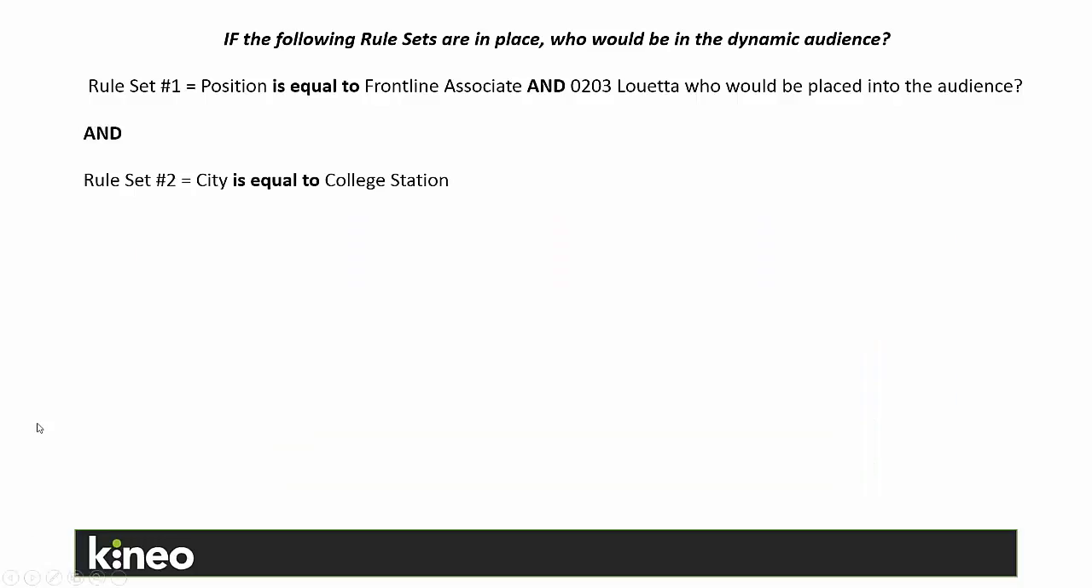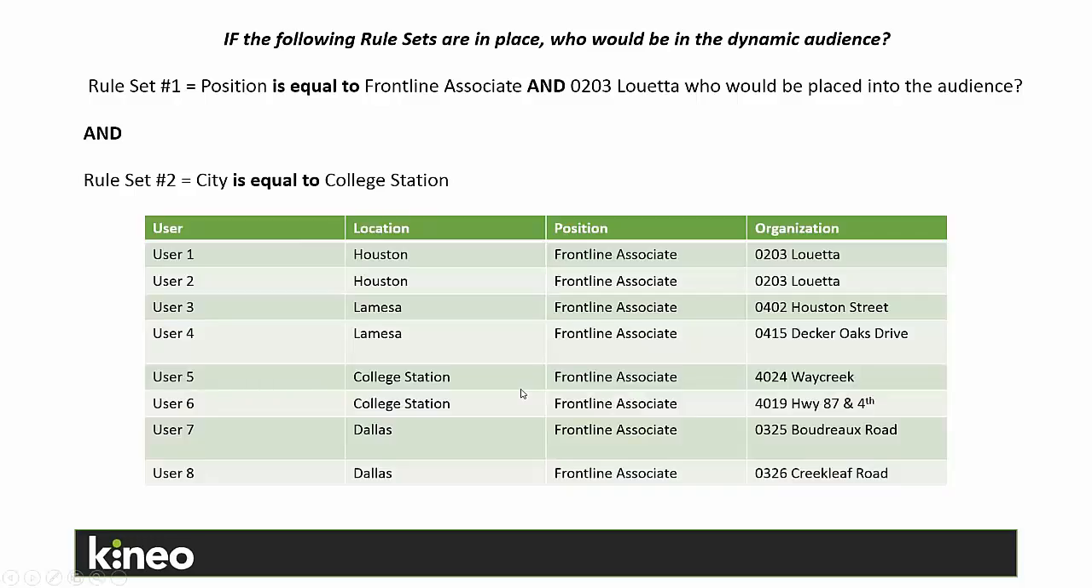All right, let's try one more time. We've got position is equal to frontline associates and Luetta, and the city is equal to College Station. We've got two rule sets here and the same users. Who is going to be in this audience? Okay, Steve, we've got our answers locked in from JP and Tim. JP, Tim, is that your final answer? Okay, so we have none, and then also I'm thinking only 5 and 6. Let's push to see the answer.